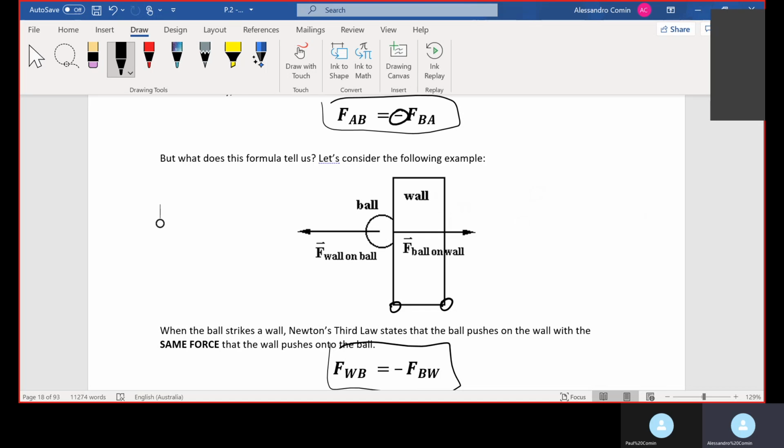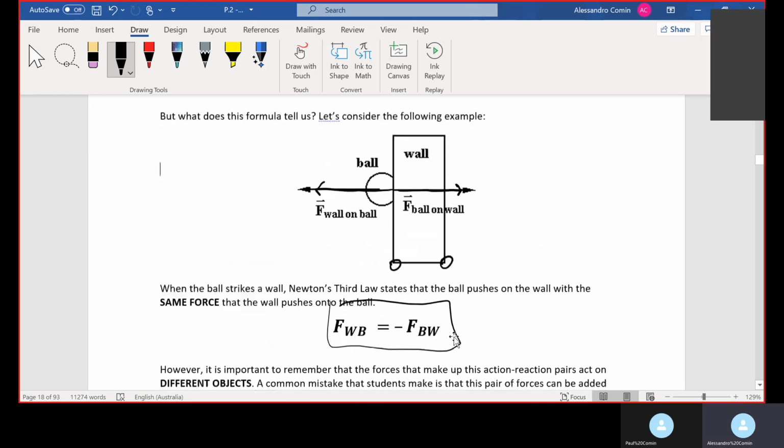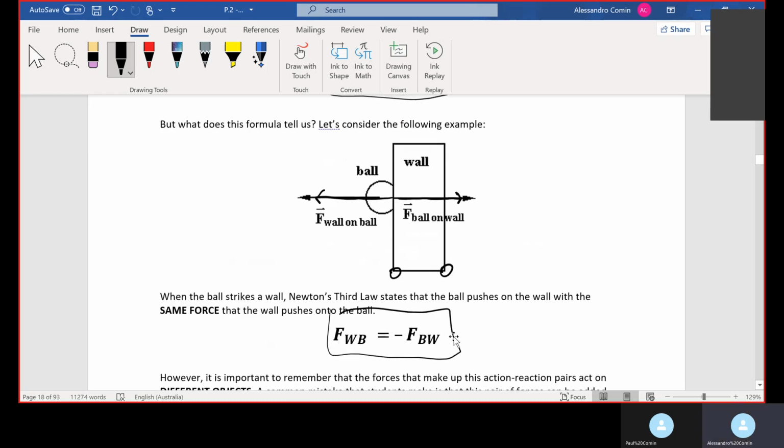But what about that negative? Well, that negative just means opposite direction. So it's saying that when the ball hits the wall, the wall pushes back on the ball with the same force. But then we know that if this wall was on a skateboard, hypothetically, it wouldn't move as far away or as quickly, so it wouldn't have a higher acceleration than the ball, because the ball would just go flying off, but the wall would just barely move if it was on wheels.